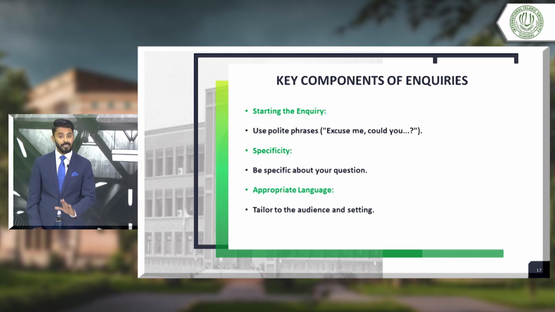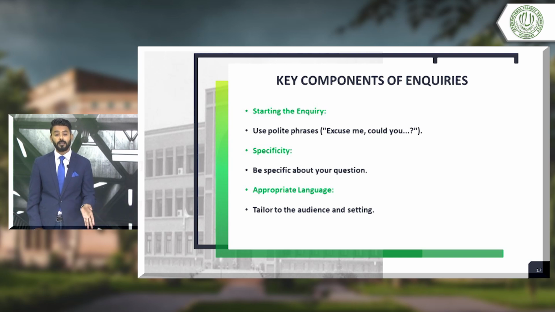Now, we discuss the key components of inquiries. Number one is starting the inquiry. How should you start your inquiry? For example, you can say, what time it is. This is one way to inquire, but what if we start with, excuse me, what time it is? Would you please tell me what time it is? Could you please tell me what time it is? This addition of polite phrases such as excuse me, could you please tell me, before the question really makes it polite, and it makes it effective communication. And the second component is specificity.